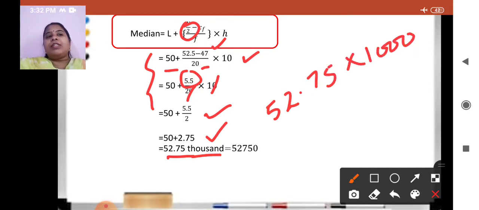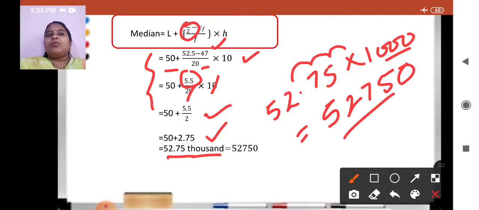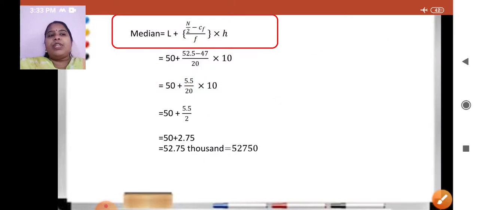This is an additional step, an extra step. This we have not done in the previous sums. The unit was 1000, so you have to multiply it by 1000. By multiplying by 1000, what will happen? This digit will shift to the right 3 places, so it will be 52,750. This should be the final answer. I hope you have understood all the steps, especially this last step. The unit is 1000, that is the reason the answer is multiplied by 1000 at the end.